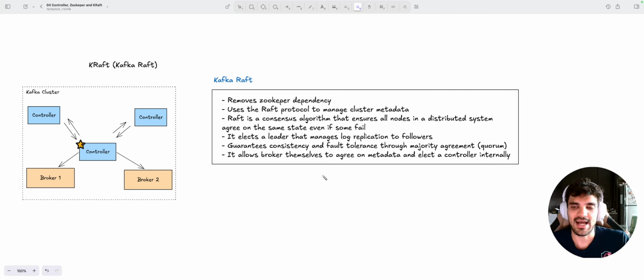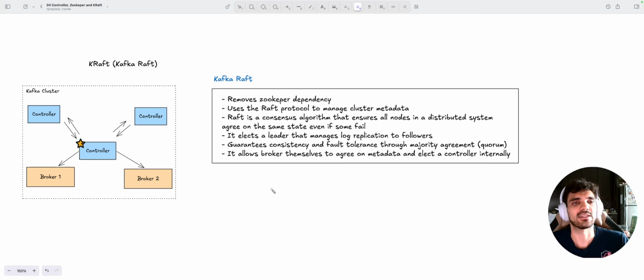And finally, it allows the brokers themselves to agree on metadata and elect a controller internally. Most of the things that were before managed by the Zookeeper, all of the metadata that then needed to be propagated to the controller, we will let the controller propagate, and then the controller will propagate to the other brokers. Now with KafkaRaft, everything is managed internally in the cluster.